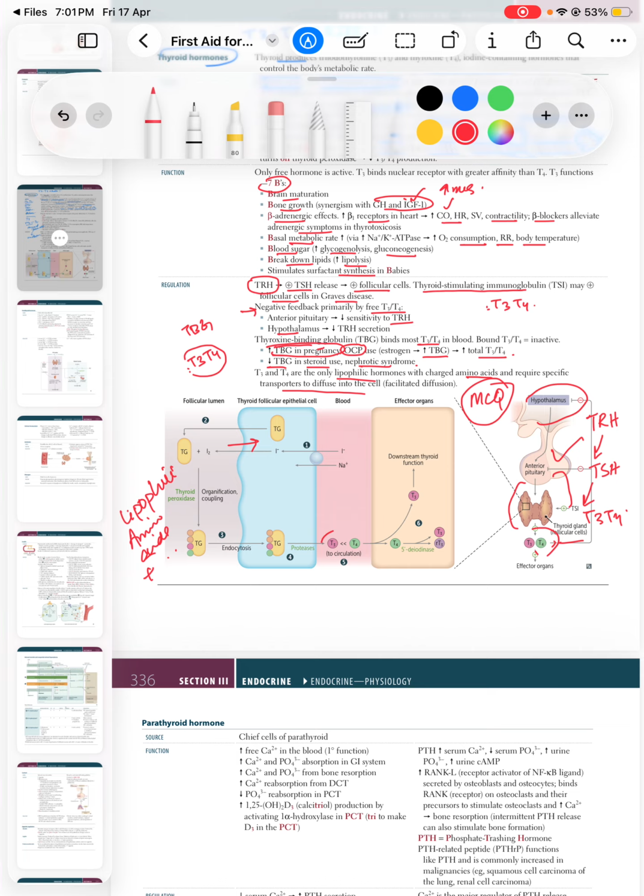This is T3, this is T4, and T3 is the active form. It does the downstream thyroid function. 5-deiodinase converts T4 to T3. But if external factors like drugs such as propylthiouracil or glucocorticoids are present, then this T4 is converted to the inactive form, that is reverse T3.